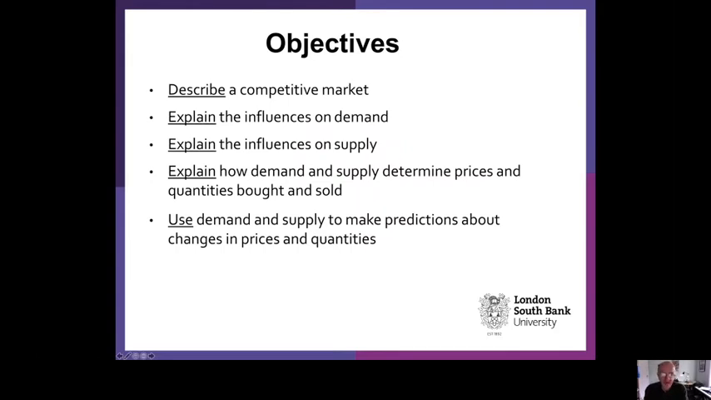So the purpose of the lecture is really to introduce the idea of a competitive market, to explore demand and explain the influences on demand, to explore supply and factors that affect supply, to put these two things together in a supply and demand diagram, and then to think about things which change supply and/or demand, and thereby to explain changes in prices and quantities. So everything in this topic hangs together very neatly.